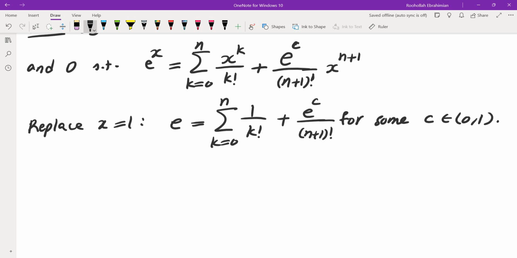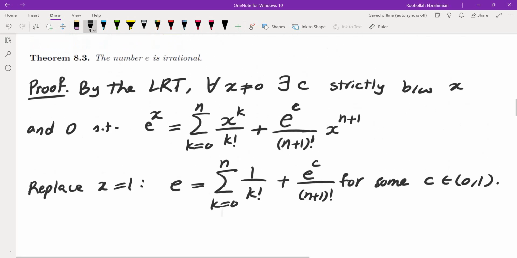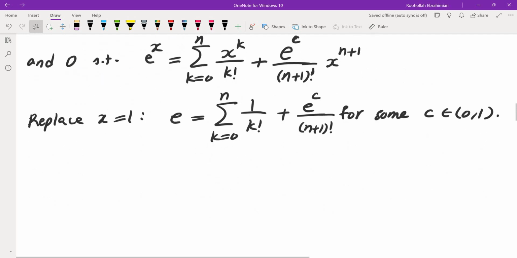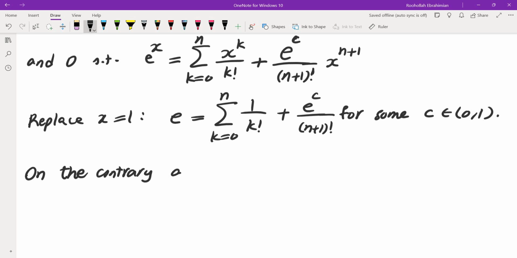Okay, what we want to do is show that e is in fact irrational. How do we show something is irrational? Being irrational means it is not rational, and proving negatives is often done by proof by contradiction. So let's in fact apply proof by contradiction. So on the contrary, assume e is rational.